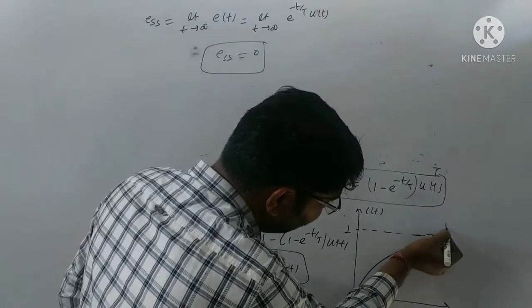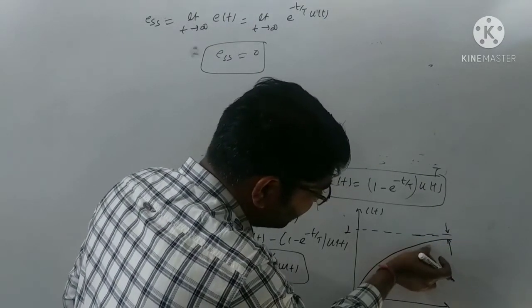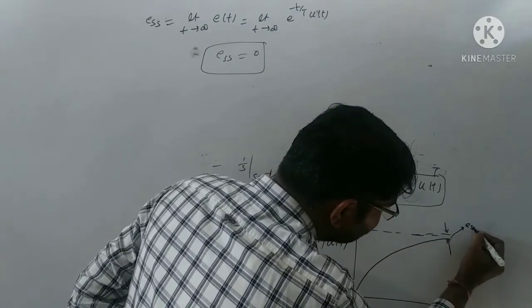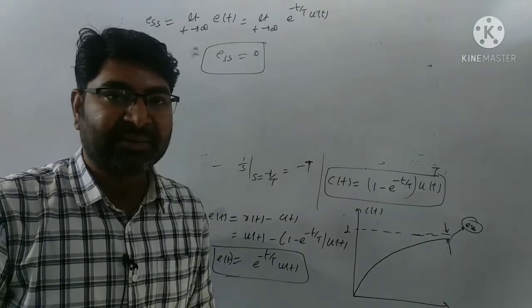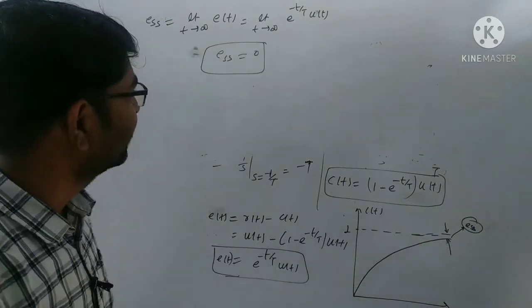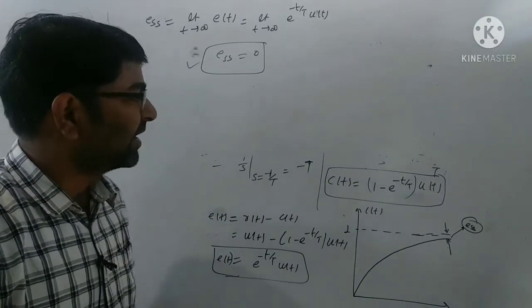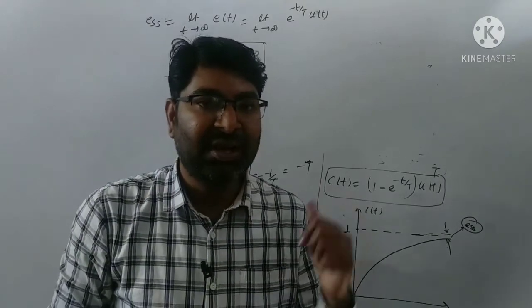You can observe here, as t approaches to infinity, this response goes to 1, and this is called the steady state error. This is what we call the steady state error, right? So this is my error signal, and this is my steady state error. So this is how we can calculate the first order system unit step response.